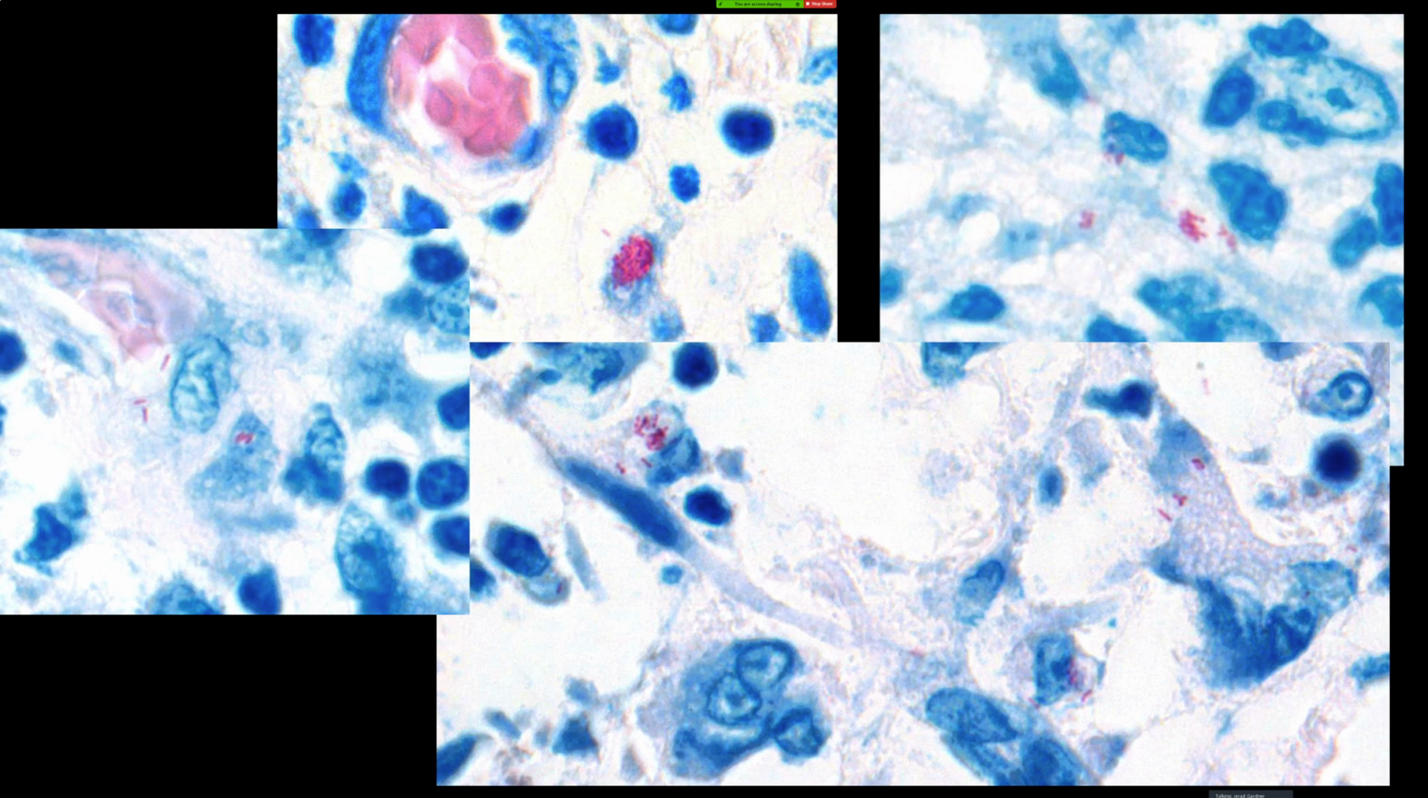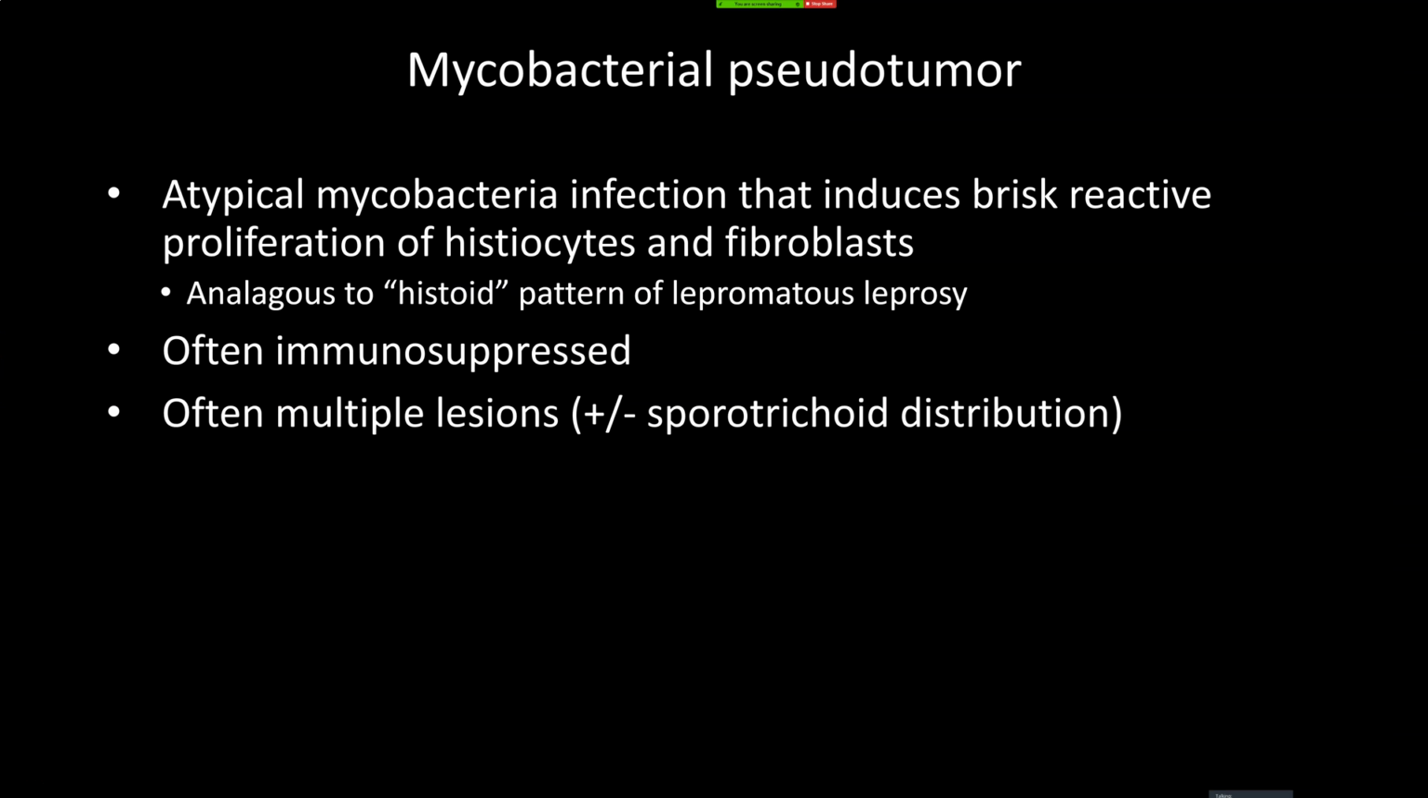The idea is that sometimes people get mycobacterial infection and they get this really revved up histiocyte and fibroblast response to it. It induces this really robust response that produces fibrosis and histiocytes, so much so that it makes a mass. So it is a pseudotumor. It often is multiple and in immunosuppressed patients, but to my knowledge, this patient only had a solitary lesion, if I recall, and I wasn't aware of any immunosuppression other than the fact that they were an elderly person.